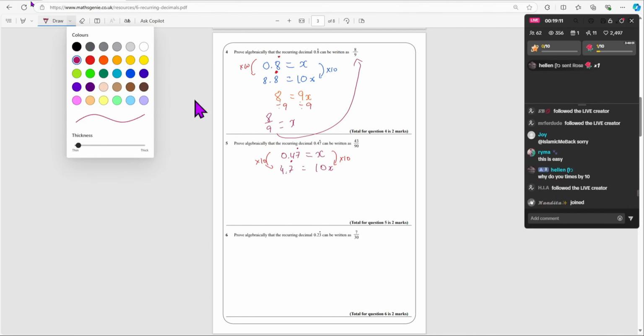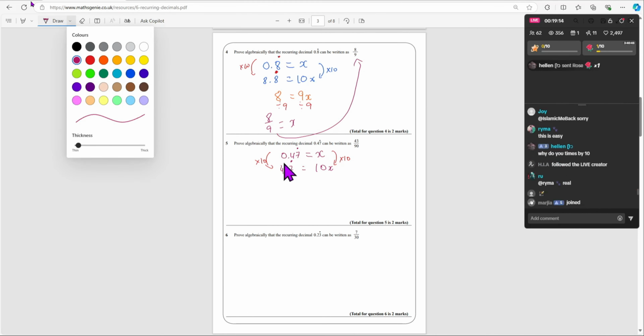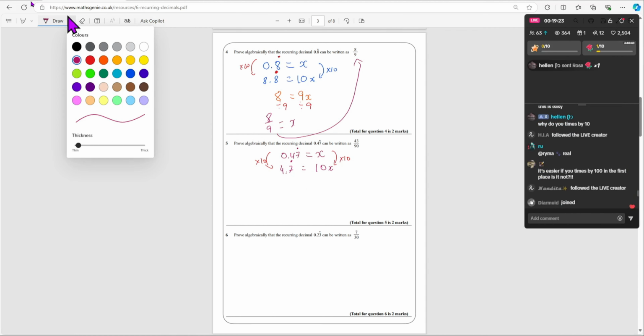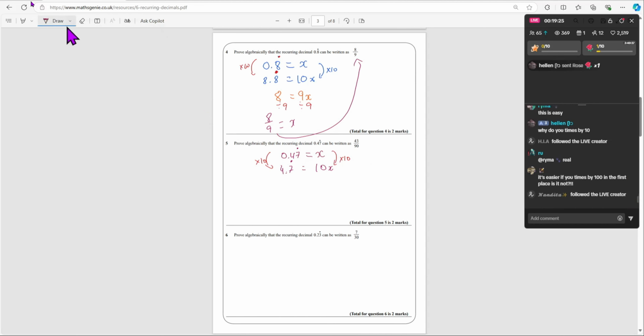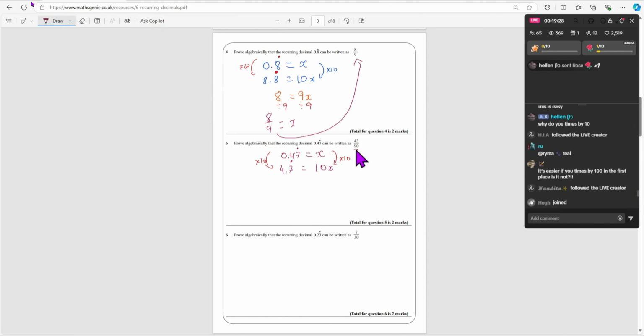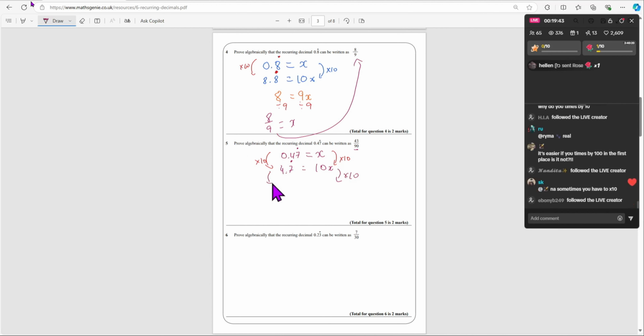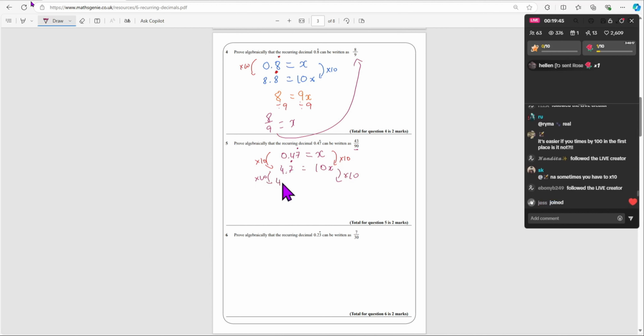Why do we multiply by 10? It's because we want this to be a whole number. We need to make it into an integer, so that we can write it as a fraction. Since the denominator is 90, I'm going to try to make it into 100 because 100 is closer to 90. So we're going to multiply by 10 another time, and we get 47.7 recurring is equal to 100x.